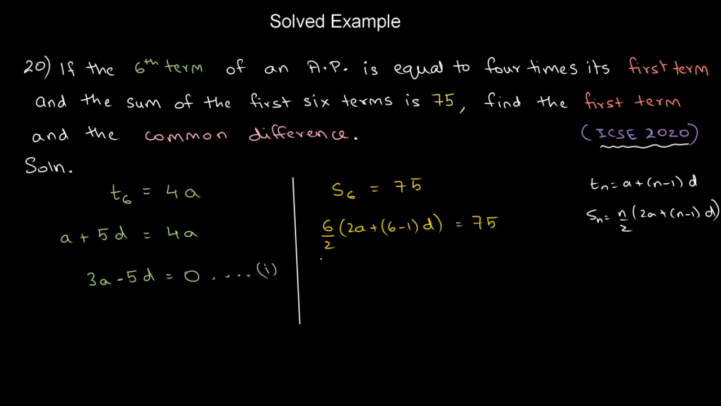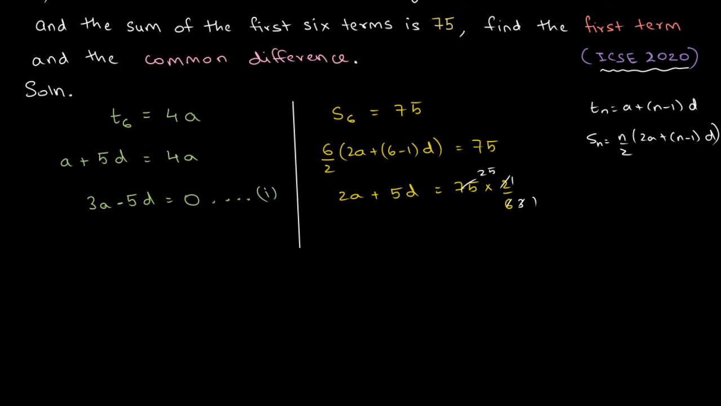So we have 6 upon 2 on this side. If I take it to the other side, it becomes 2 upon 6. So I can say 2a plus 6 minus 1 is 5. So 2a plus 5d is equal to 75 into 2 upon 6. Let's simplify this a little. 2 ones are 2, 2 threes are 6, 3 ones are 3, and 3 25s are 75. So if I write my equation now, I can write this as 2a plus 5d is equal to 25. This is my second equation.